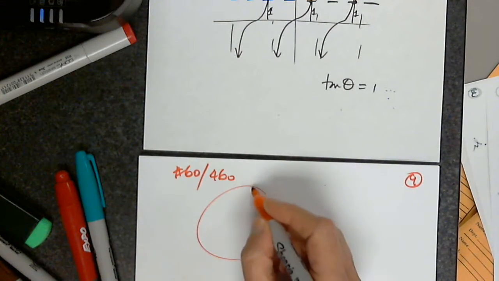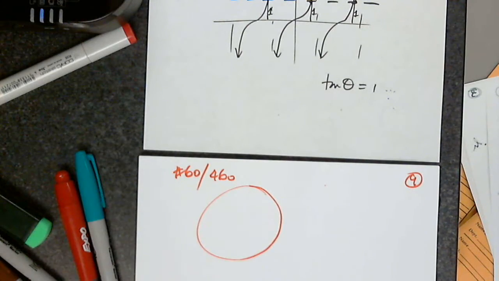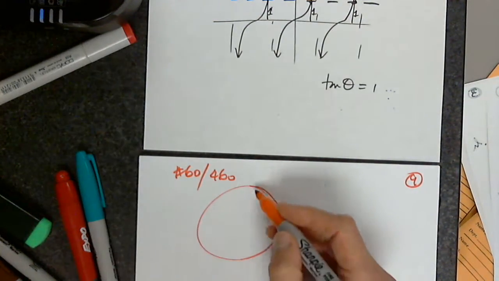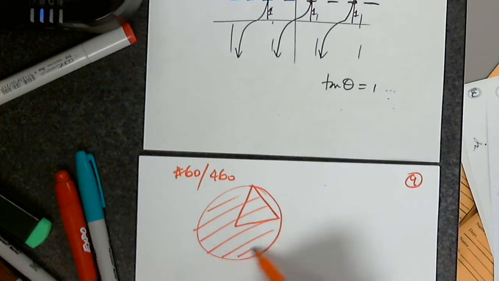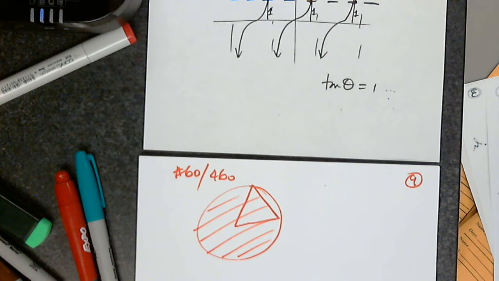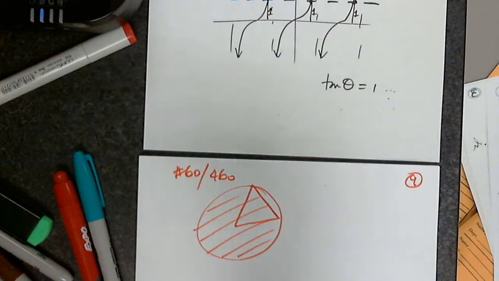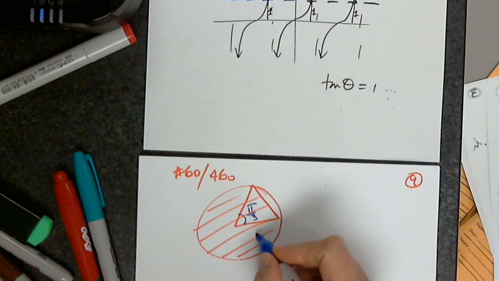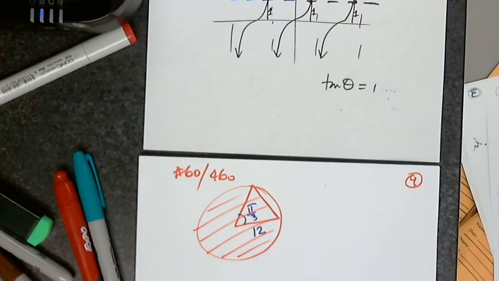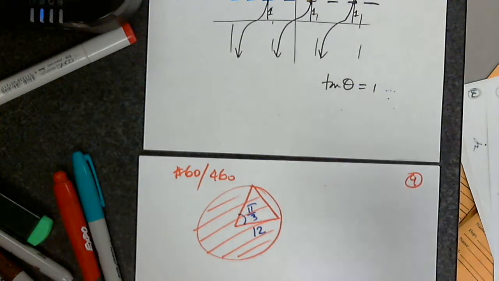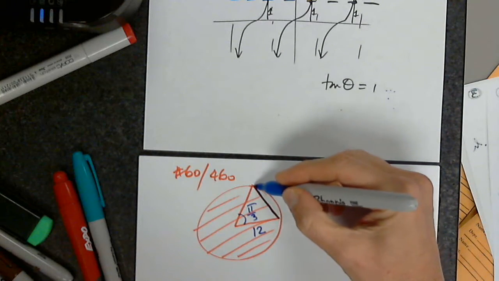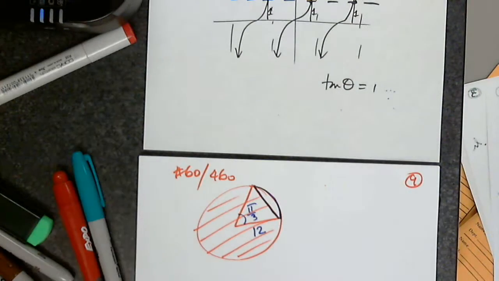So, find the area of the shaded region. We are told that the central angle is pi over 3, and the radius is 12. So the only area that is not shaded is this piece right here. This is not shaded. Okay, so let's see what we can do.